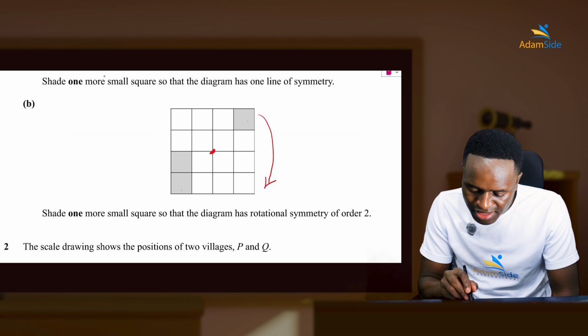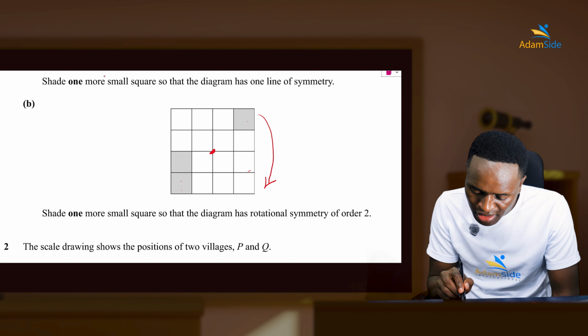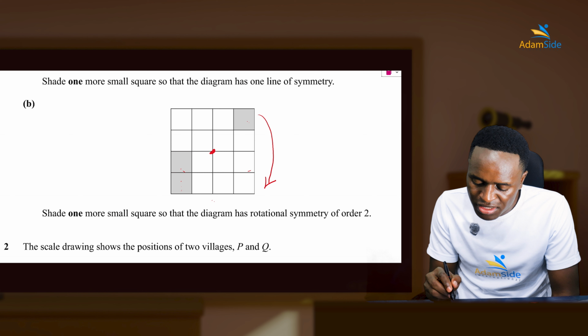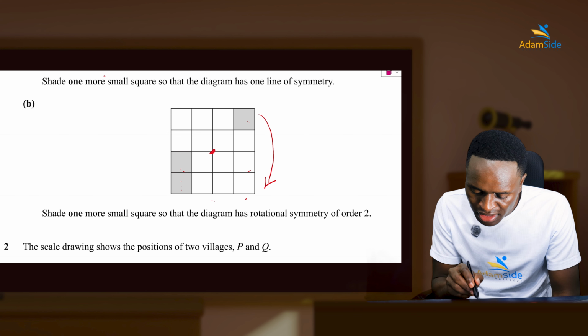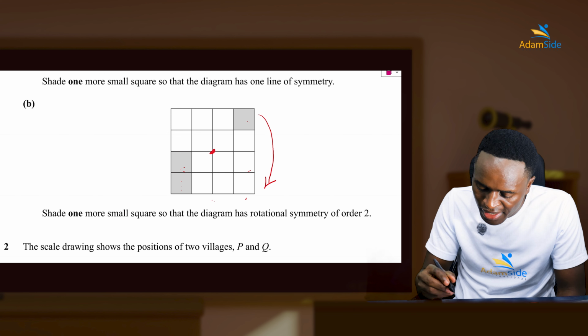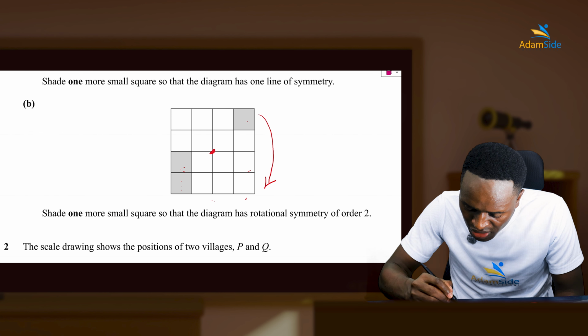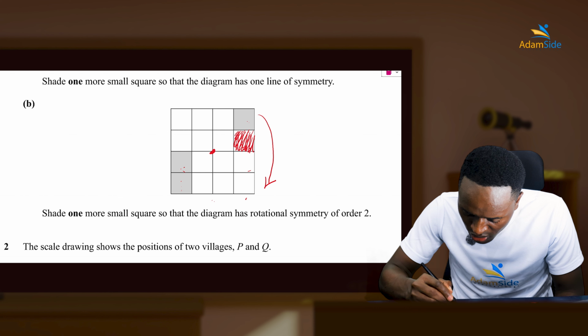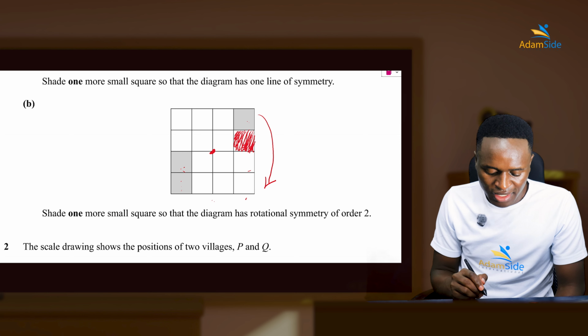For example, if you want this square to fit exactly here, it will have to go once. If it goes once, it will not fit. Then if it goes twice, it will come exactly here, because once it will end here, and the second time it will come there. So this one has an order of 2. But to be a rotational symmetry, you have to shade here. So if we shade here, you have a rotational symmetry of order 2. One mark.